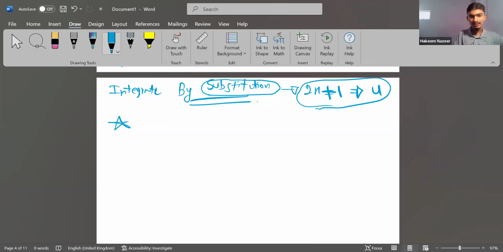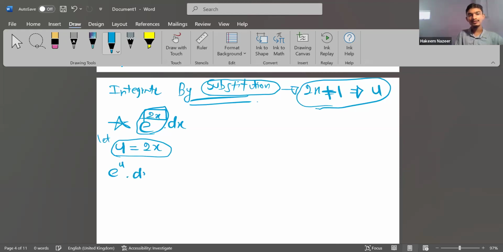Consider an example like this: the integral of e to the power 2x dx. First we need to identify the substitution. Select the term first. Then u is represented by 2x. Let u equal 2x. Then how can we write this? e to the power u dx.